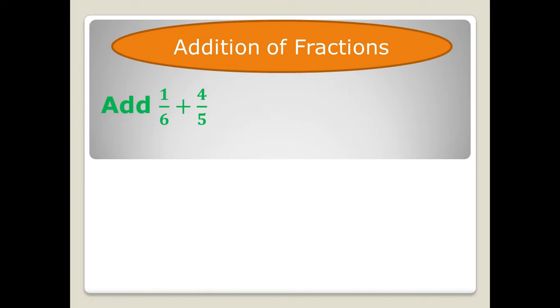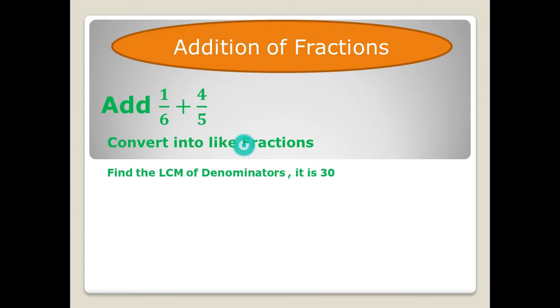Example, we have to add 1 over 6 and 4 over 5. We know that these are not like fractions because their denominators are not the same. So in order to solve these fractions, we first convert them into like fractions. It means that we have to convert them into fractions with similar denominators. For this purpose, we will find the LCM of the denominators, that is 30. We know that if we calculate the LCM of 5 and 6, it will be 30.